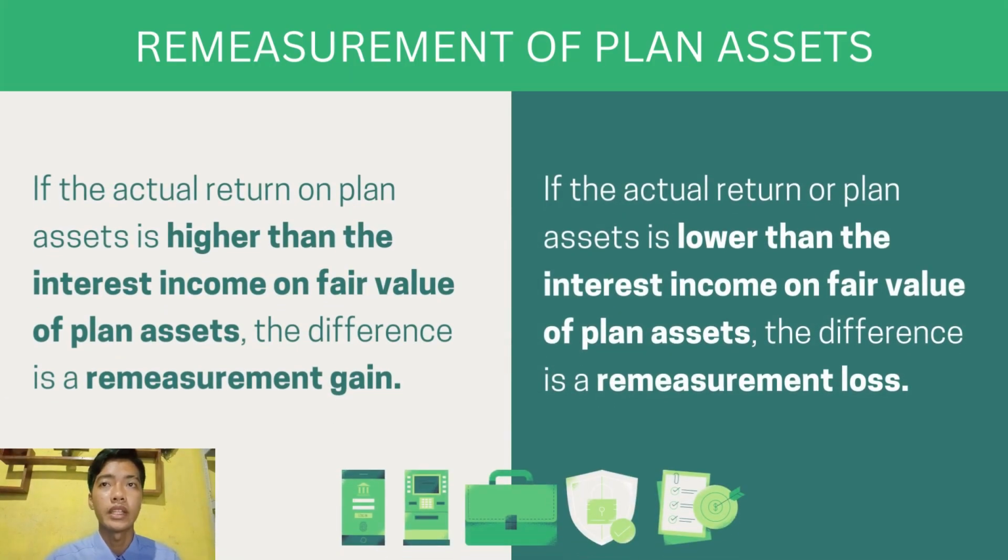So, how do we define whether it is a remeasurement gain or loss? First, if the actual return on plan assets is higher than the interest income on fair value of plan assets, the difference is remeasurement gain. While if the actual return of plan assets is lower compared to the interest income on fair value of plan assets, the difference is remeasurement loss. Such remeasurement is included in other comprehensive income without any subsequent recycling or reclassification to profit or loss. The remeasurement is reclassified subsequently through equity or retained earnings.